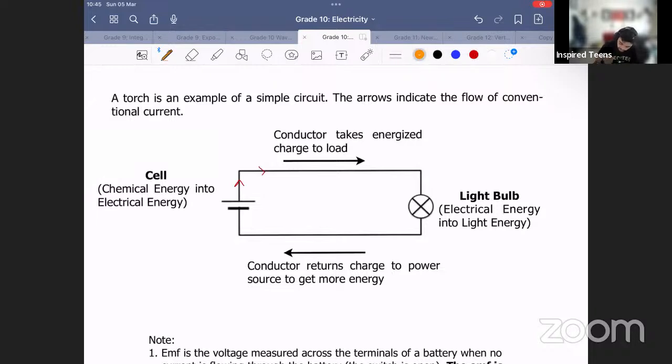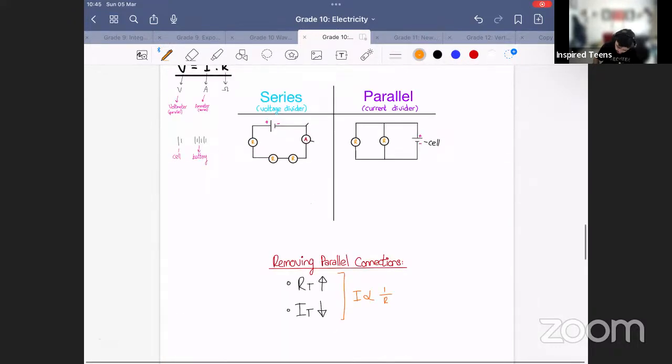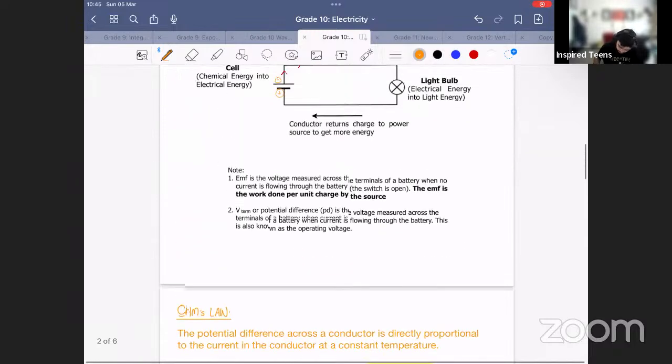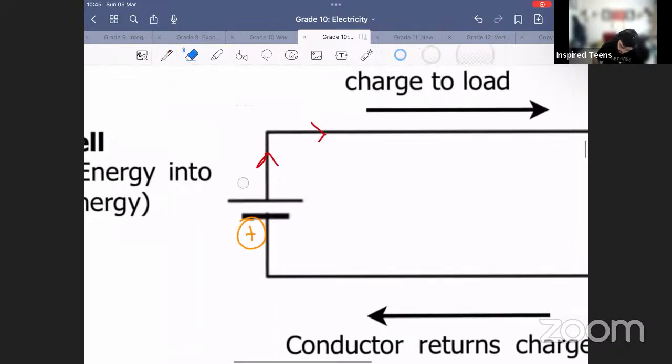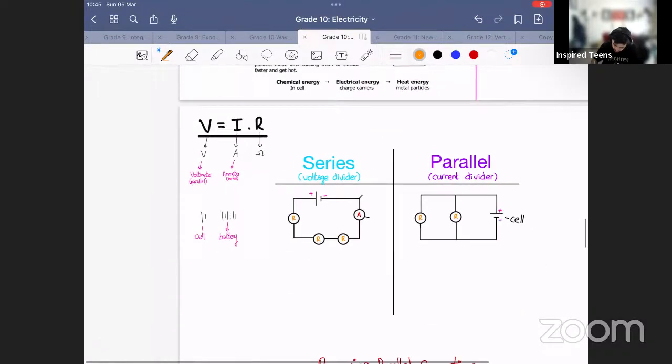One thing we can learn early on: this is our positive terminal and this is our negative terminal. The bigger one is positive, the smaller one is negative, and electrons always move from.